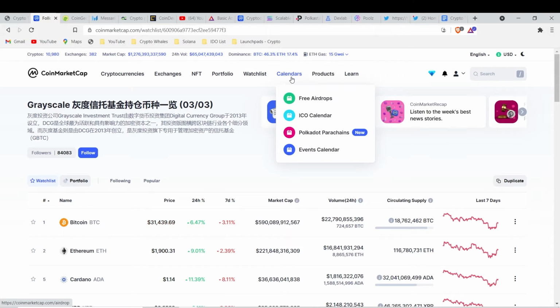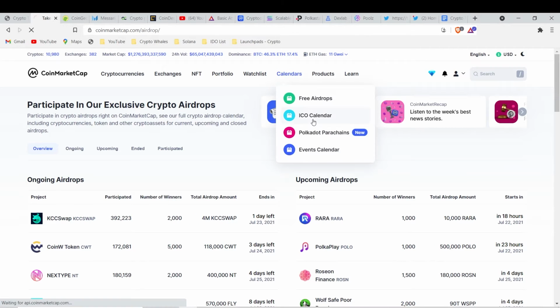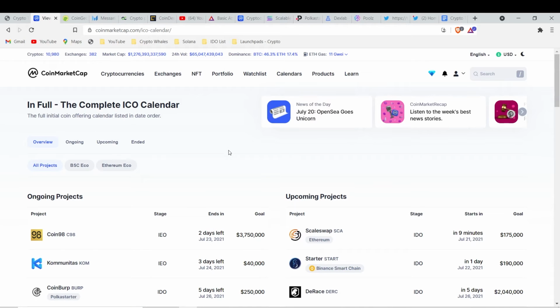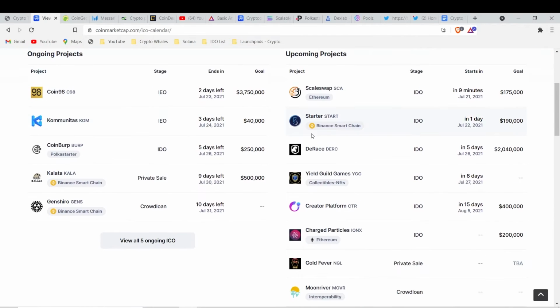Now, next up, we're going to be covering calendars. Calendars is a very, very great place on CoinMarketCap. Go to the ICO calendar, which is initial coin offering, which means that you can participate in some of these projects that are up and coming. You can have a look at the name of the project and what platform it is running on. If you want to look at some of these projects, I would give myself at least 1 to 2 weeks, because usually you have to go through some requirements to participate.